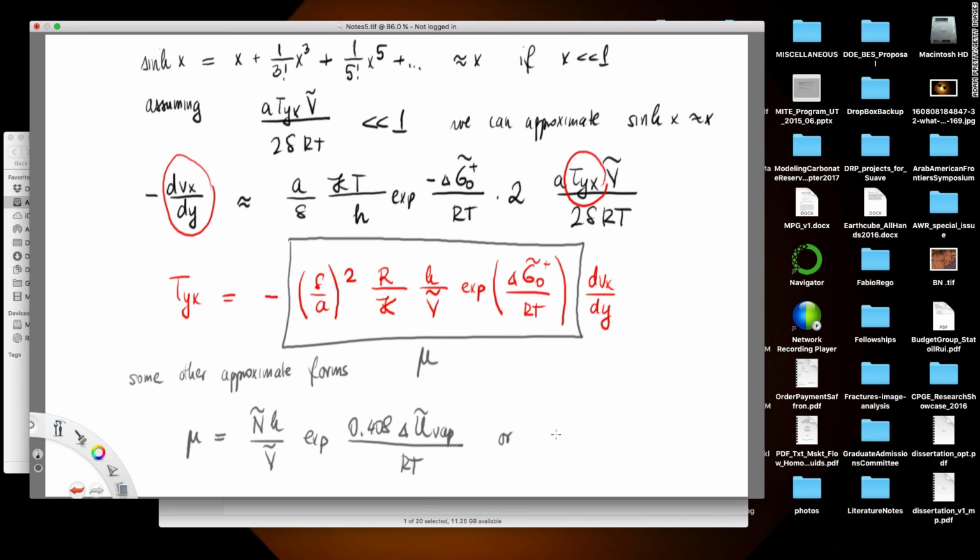Or sometimes also exponential of 3.8 critical temperature divided by T. In either way, the way to remember this really is constant A exponential of constant B divided by T. So the general form to remember is that mu is A exponential of B over T. Okay?